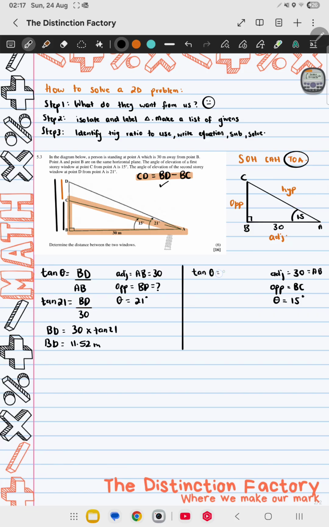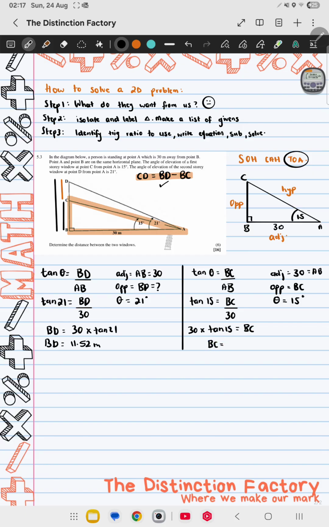So I'll go ahead and write out my equation. I have tan of theta is equal to my opposite, which is BC, and that is over my adjacent, which is AB. And then I can substitute and solve. So this is again step 3 that we're on now. Tan 15 is BC, which is what we want, over our 30 meters that we had for AB. And then because we're solving for the numerator, I can take the 30, move it across, and it becomes multiplication on the other side. So 30 times tan of 15 gives us BC.